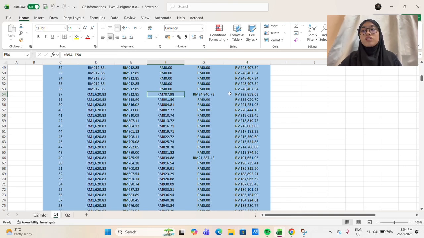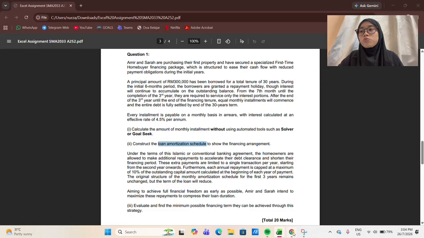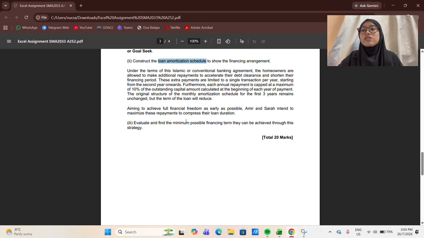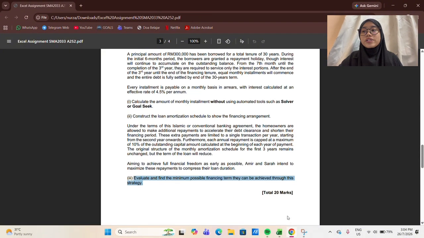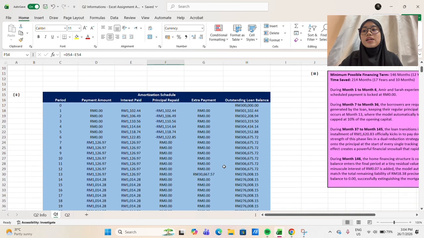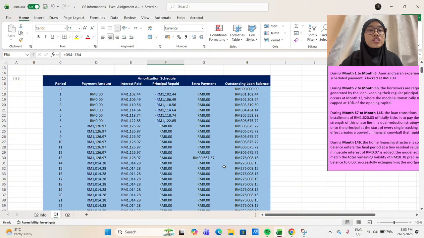So for question 1 part 3, where we model an accelerated prepayment strategy, the financing contract permits a single annual extra prepayment starting from year 2 onwards, capped at a maximum of 10% of the opening capital balance, calculated at the beginning of each year.